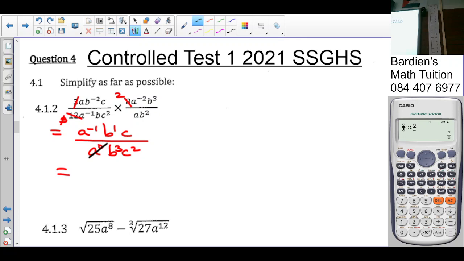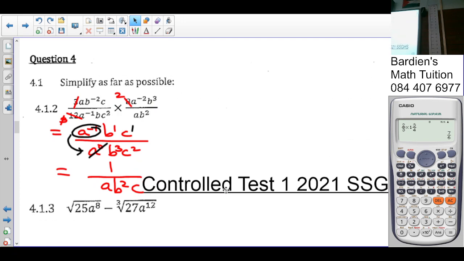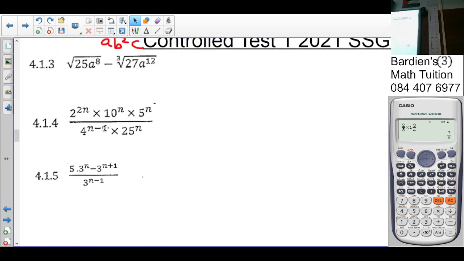So where's there more a's? Oh, you got a to the minus 1. So where must this go? To the bottom. So it's going to be over a. Where's there more b's? Bottom. So it's going to be b. 3 minus 1 is 2. Where's there more c's? Bottom. Is a 1. So 2 minus 1 is 1. There's nothing on top, we put a 1. You all agree with that? Alright.